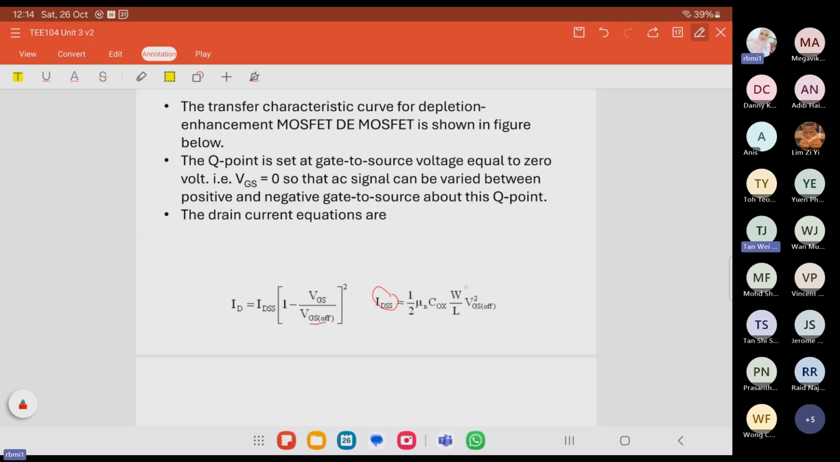What we have here is L, the channel length. W is the width of the gate, and COX is the oxide capacitance, and we have mu n, the effective mobility of electron for n type. If it is for p type, we have mu p, the effective mobility of the hole.